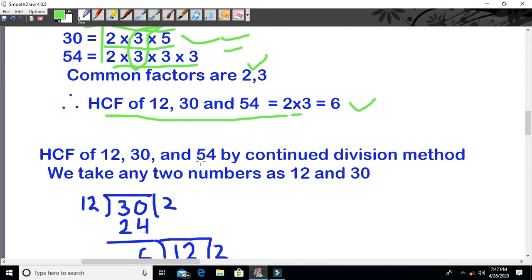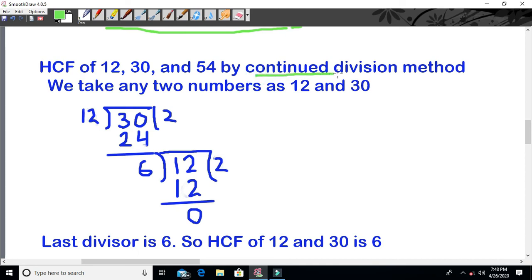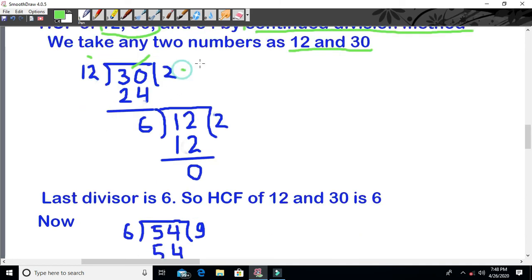Next we will solve the same question by the continued division method. Continued means we have to keep dividing continuously. So we will take the first two numbers, 12 and 30. Suppose I am selecting these two numbers here, 12 and 30, and now we are dividing 30 by 12. How many times will it go? 2 times. 12 twos are 24. Remainder is 6.